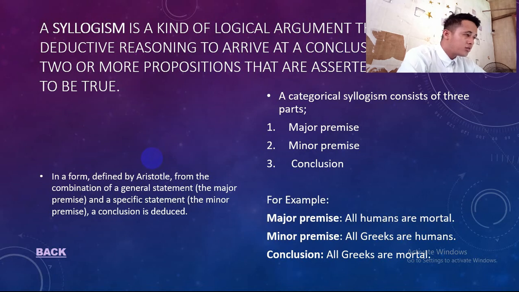A categorical syllogism consists of three parts. First is the major premise, then the minor premise, and the last is the conclusion. For example, major premise: all humans are mortal. It means a general statement. Minor premise: all Greeks are humans, meaning specific. Conclusion: all Greeks are mortal, meaning deduced.